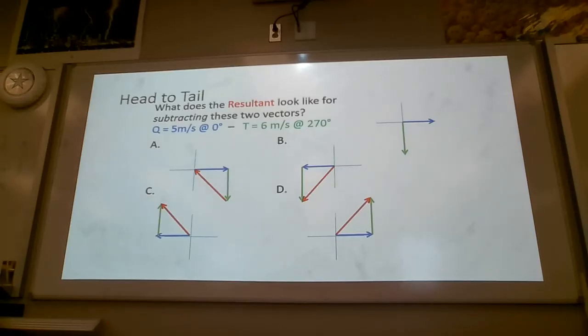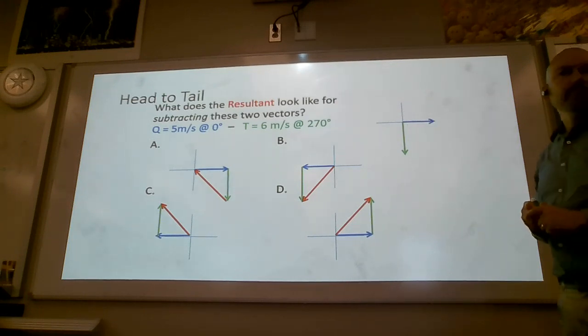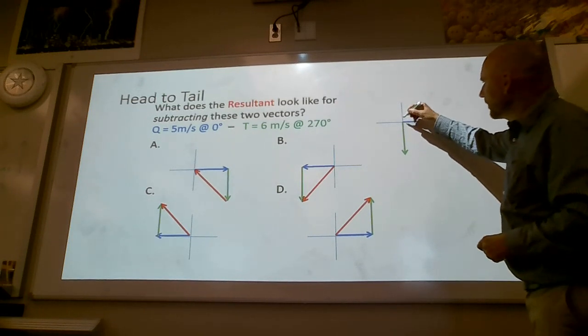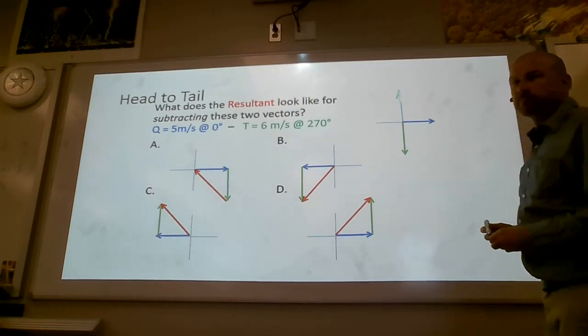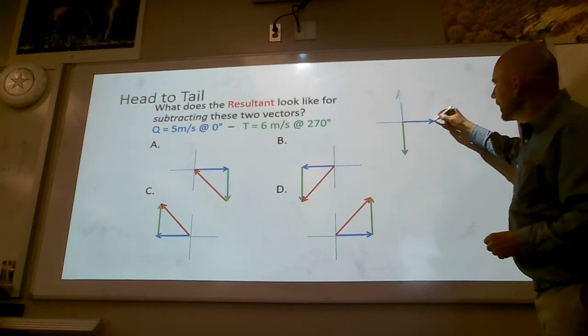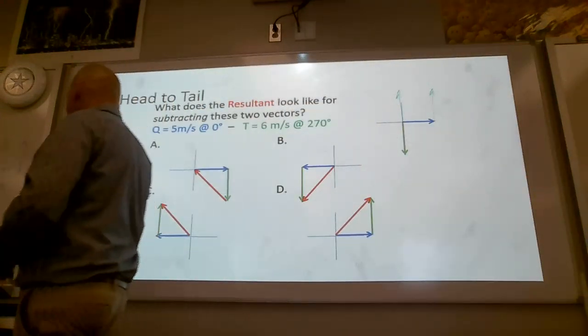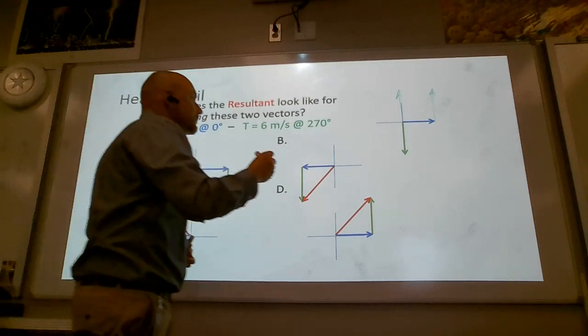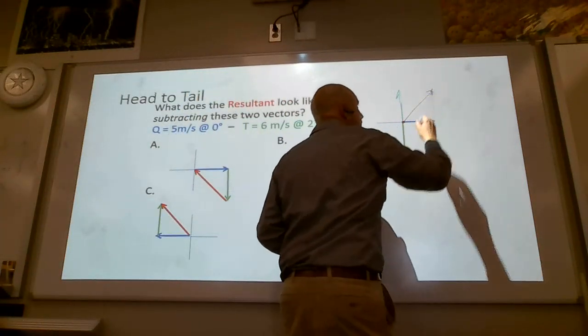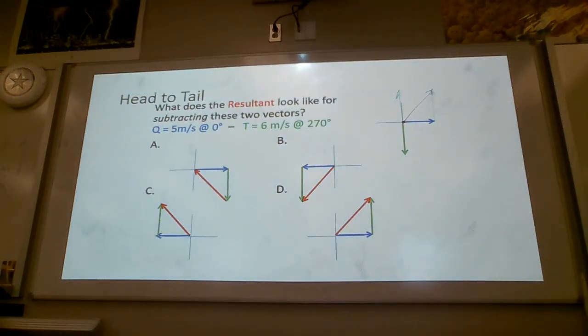Correct answer is? Good job. Dangerous dinosaurs. Which one are we applying the negative to? T. So I'm flipping the green. Head to tail. The resultant. Good? Okay.